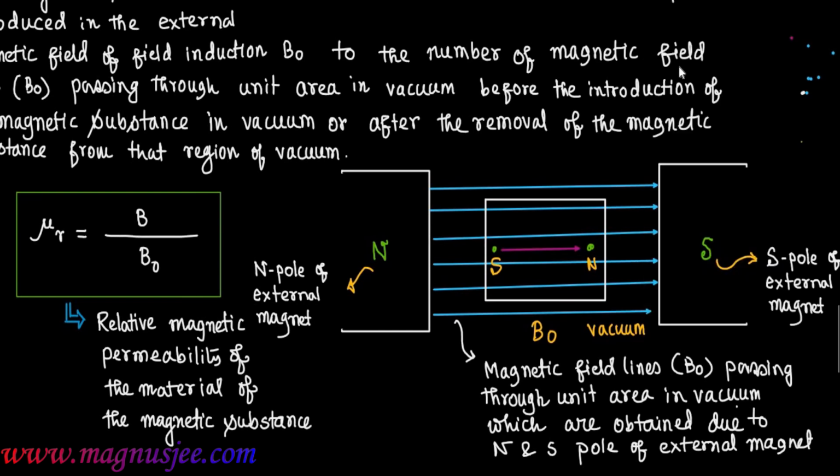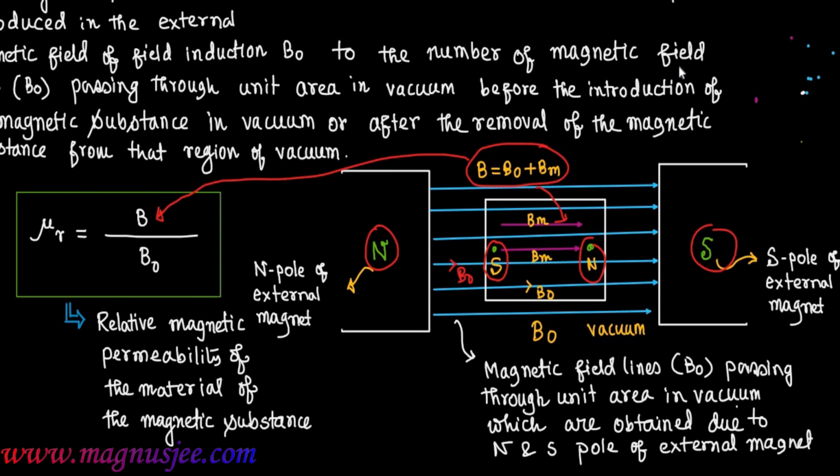Now these violet colored field lines are the magnetic field lines produced due to magnetization of the magnetic substance, and B0 is the external magnetic field induction, which is produced due to the N and S pole of the external magnet. The magnetic field induction acting inside the magnetic substance is Bm and B0, and the net magnetic field induction acting in the magnetic substance is B, which is the sum of B0 and Bm. So this is B, and we have B0. Mu r is the relative magnetic permeability, which is the ratio of B and B0.